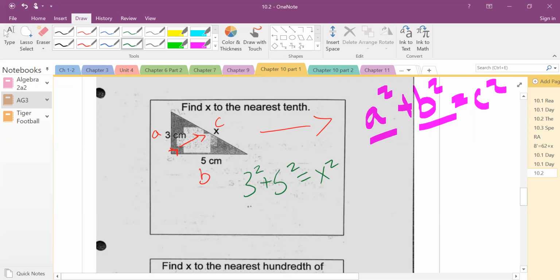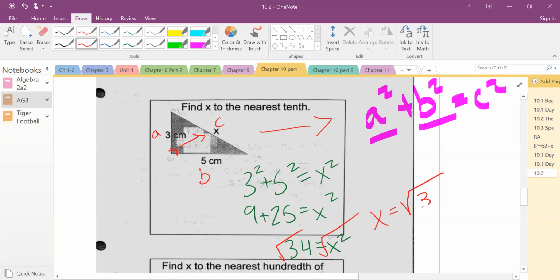Okay, 3 squared is 9. 9 plus 25 equals x squared. 9 plus 25, what is that? 34. 34 equals x squared. Now how do I get rid of the squared? We square root both sides. So my x is going to equal the square root of 34. Plug that into your calculator, find a decimal, or just leave it like that.